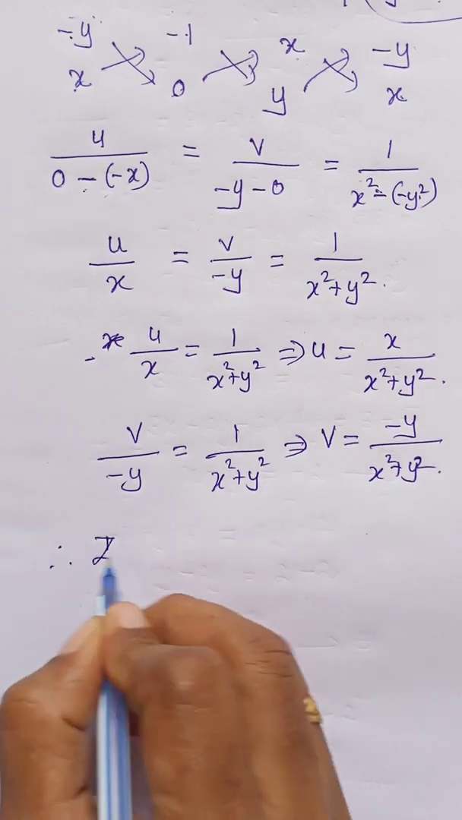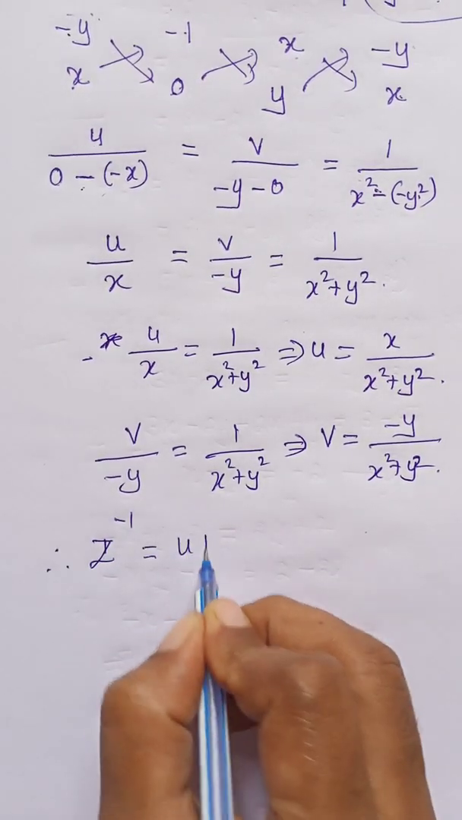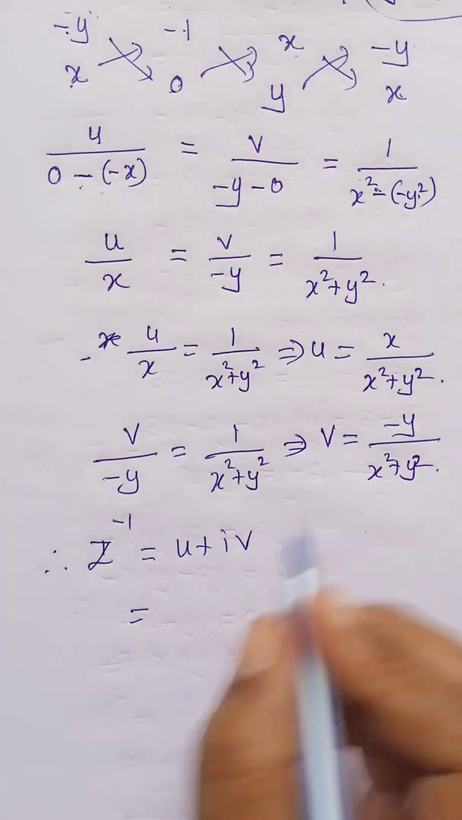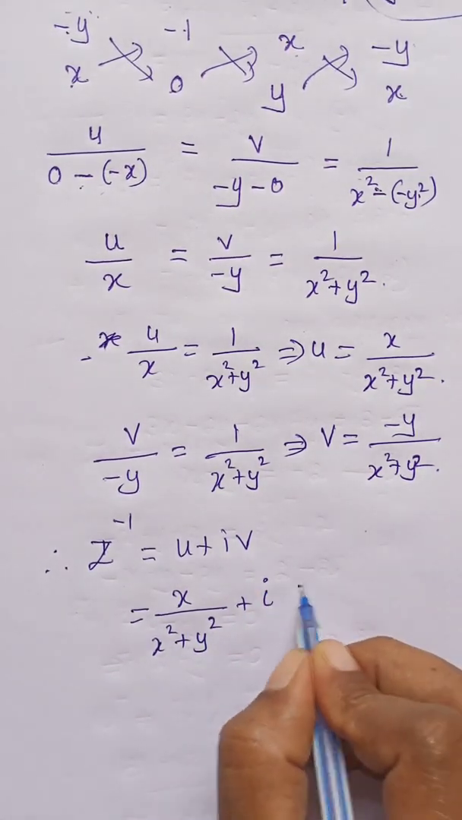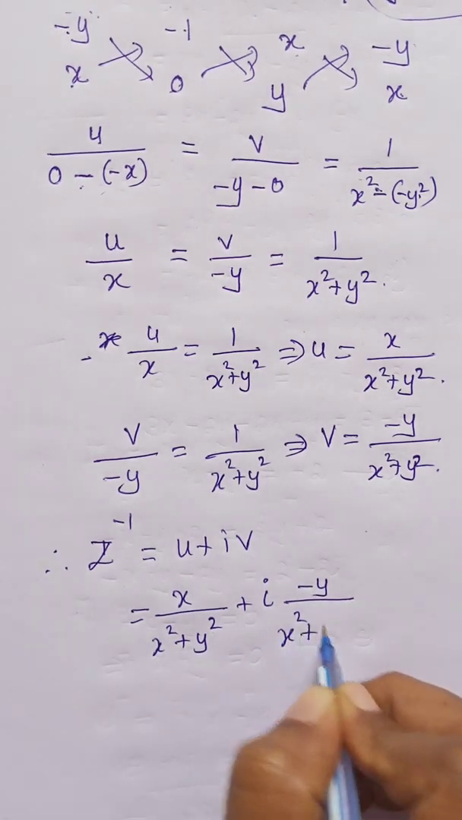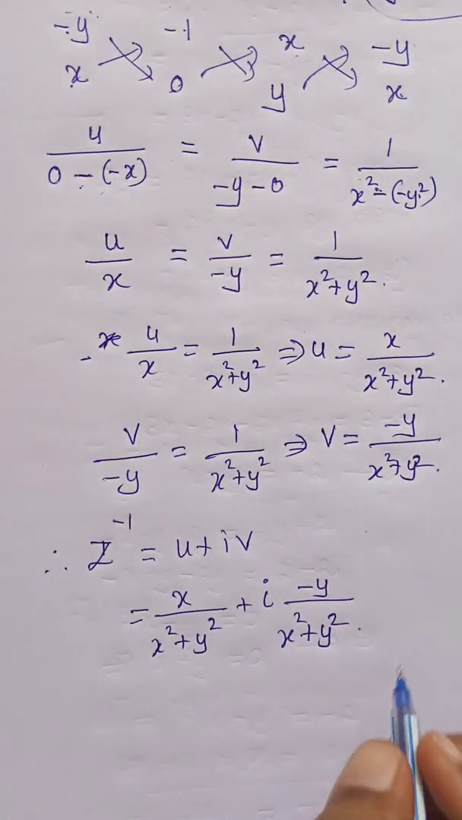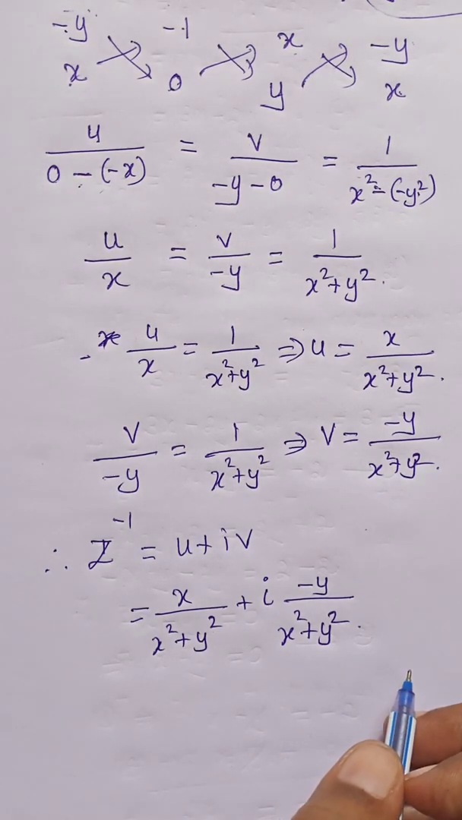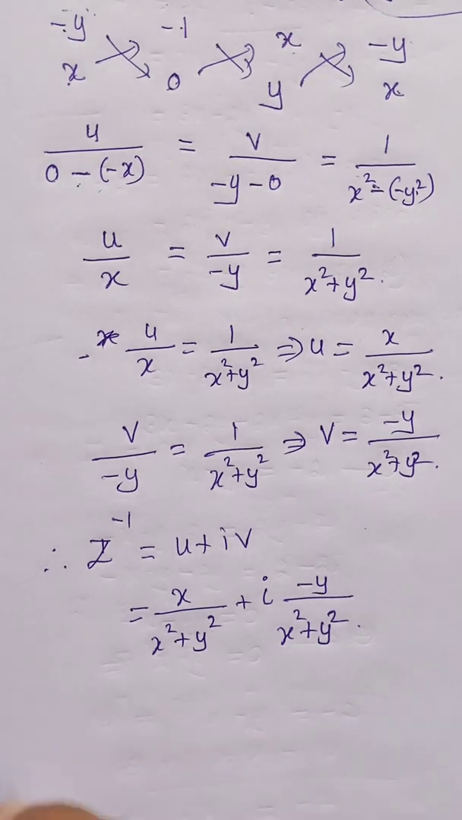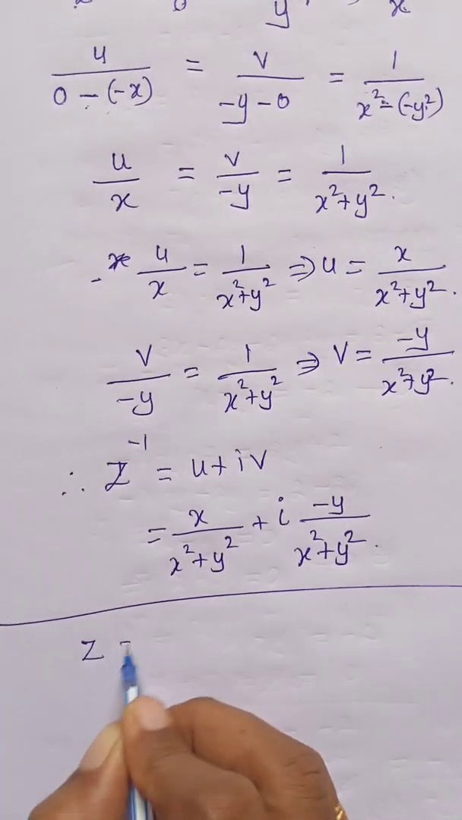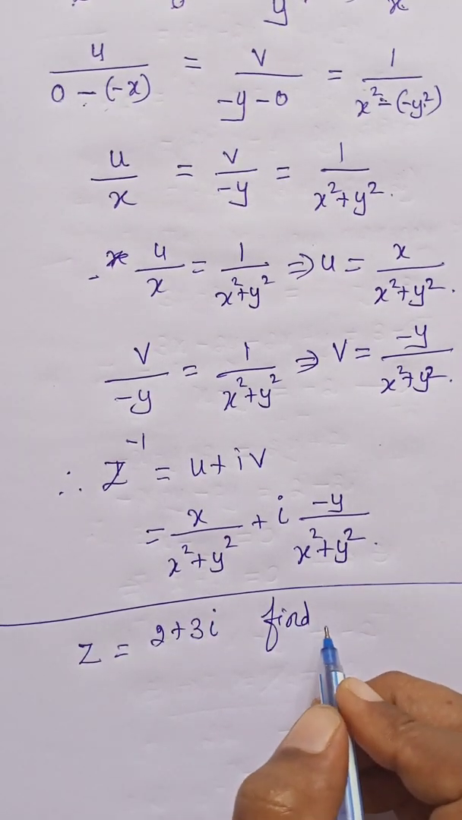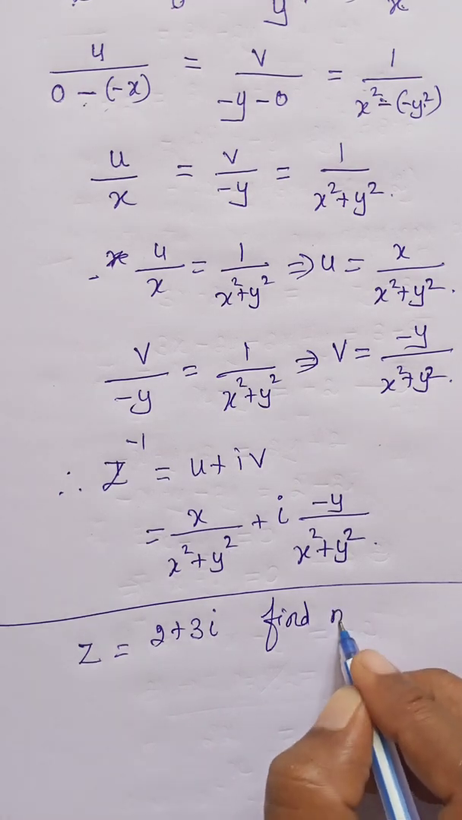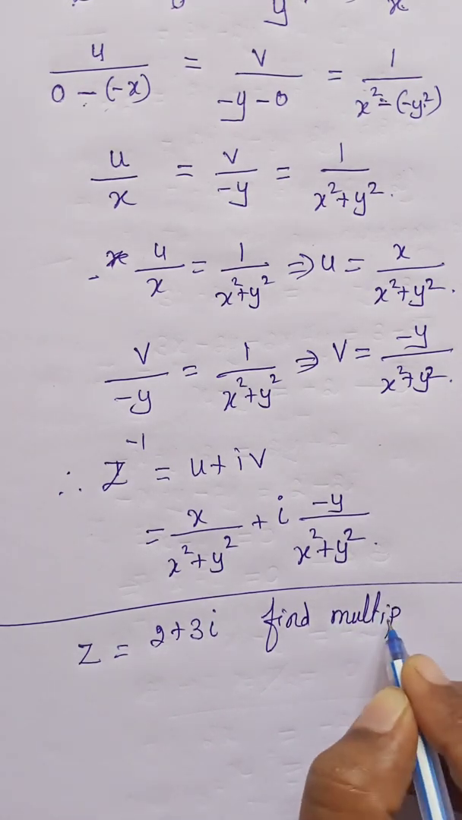Therefore, z inverse, u plus iv, is equal to x by x square plus y square plus i into minus y by x square plus y square. So this is what they have asked us to prove. For ordinary numbers also, when they give, it is easy for us to find out. Say for example, if z is equal to 2 plus 3i, find the multiplicative inverse.